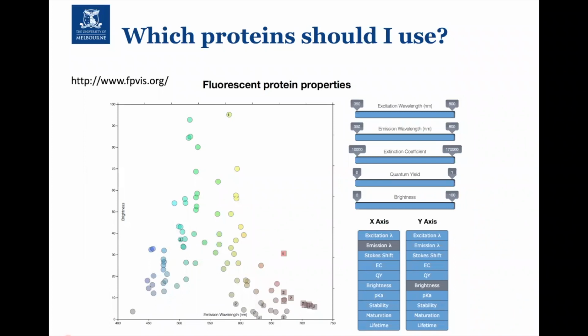There are now hundreds of fluorescent proteins available, so if you are confused about which ones you should use, either speak to your local facility, or come and speak to us if you have any questions. You're based in Melbourne, or if you're somewhere else, go and speak to your facility there. Otherwise, there's a very good website, fpviz.org, which allows you to select fluorescent proteins based on a number of different parameters, and basically determine which one is best for the experiment that you want to set up. A lot of these are the fluorescence properties that we've discussed in the last couple of slides.